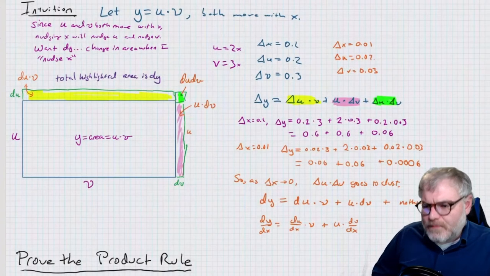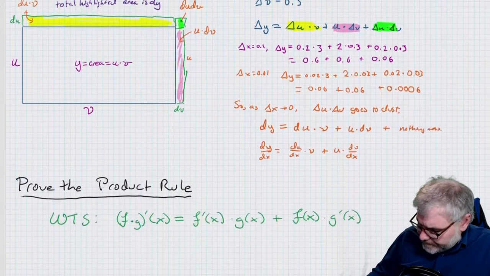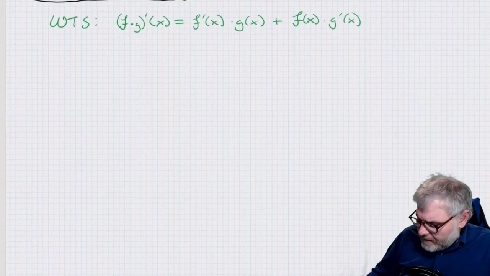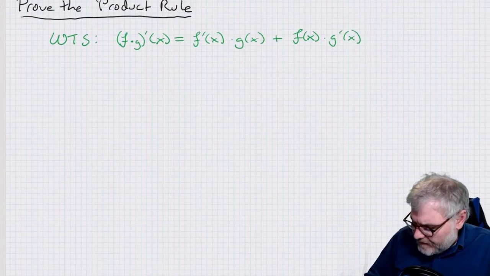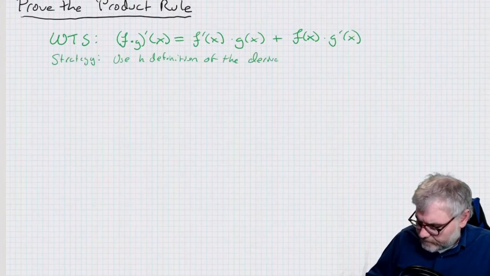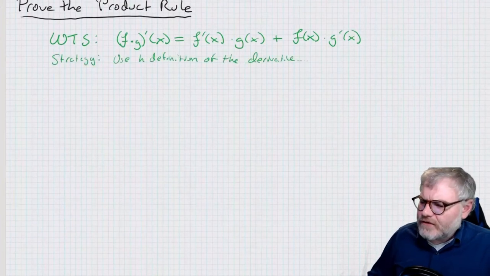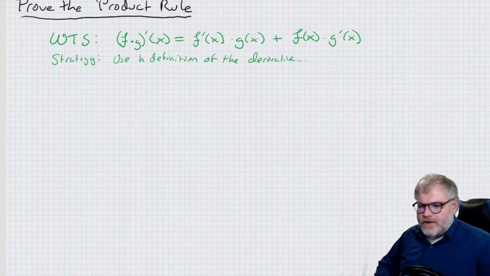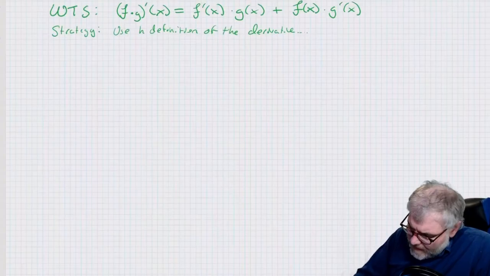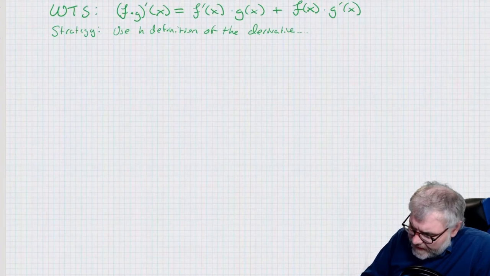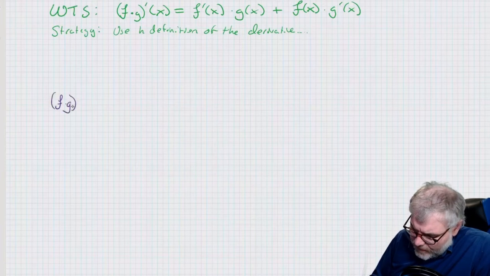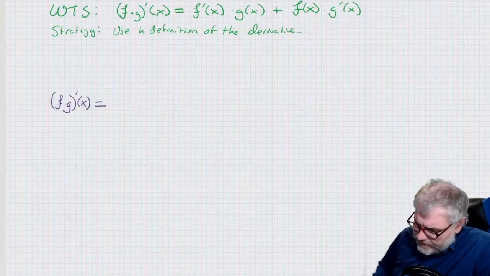So let's prove the product rule. Let's actually do it. What I'm going to do is use the limit definition of the derivative. And I'm going to leave some space because our strategy here is going to be a little bit longer. It'll be beautiful. Let's write down what the first line is going to be. The first line is going to be (f times g)' of x equals.